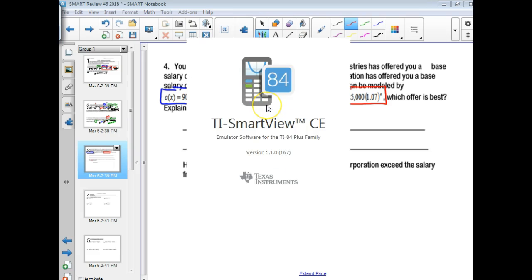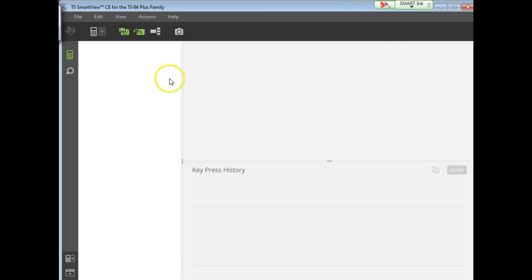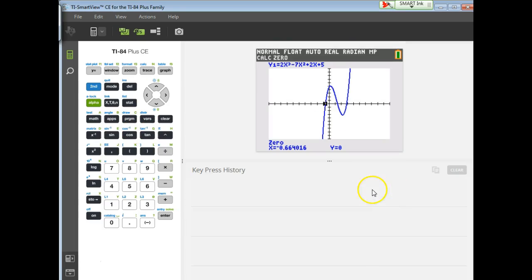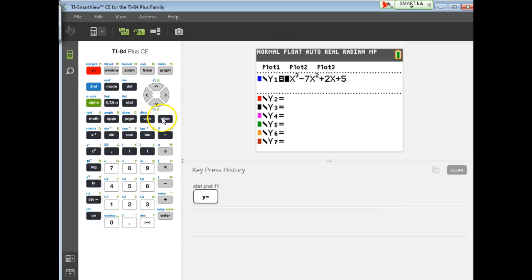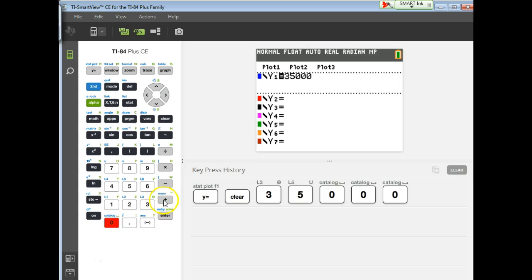Go to y equals and program both functions. I'm going to put the first one in the y1 and the second one in y2. That's not it. All right. Was it 35,000 plus 900x? Okay. 35,000 plus 900x?